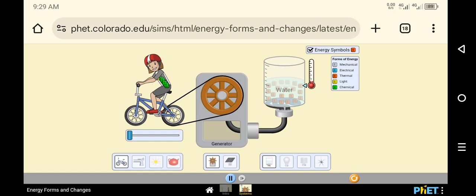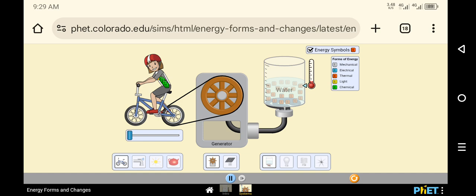Then we do have a box at the right corner. We have mechanical energy in black, electrical energy in blue, thermal energy in red, light energy in yellow, and the chemical energy in green. Let us see how the energy is transformed. Now here we do have a man who is going to ride a bicycle. Let us see how it will be transformed.